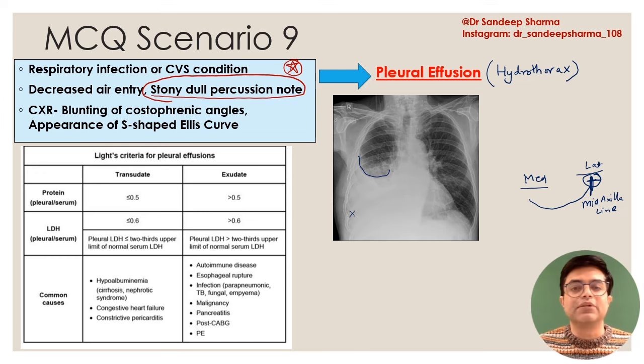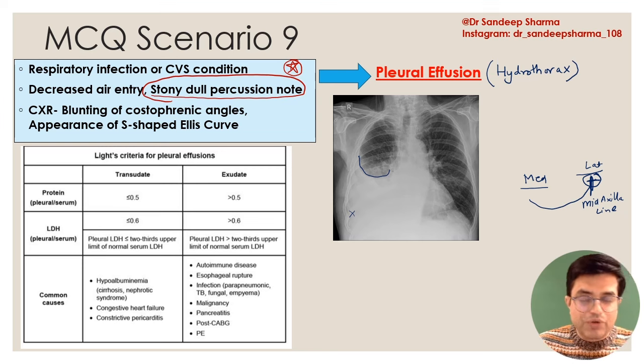So what does Light's criteria say? Look at this table. This table very aptly summarizes what you need to know. Light's criteria says that there are three parameters we should be using. One is the ratio of pleural protein divided by serum protein. Second, we look at pleural LDH divided by serum LDH, and then we check whether the pleural LDH value is equal to, less than or more than 2/3 of the upper limit of normal serum LDH levels. So let us look at it carefully.